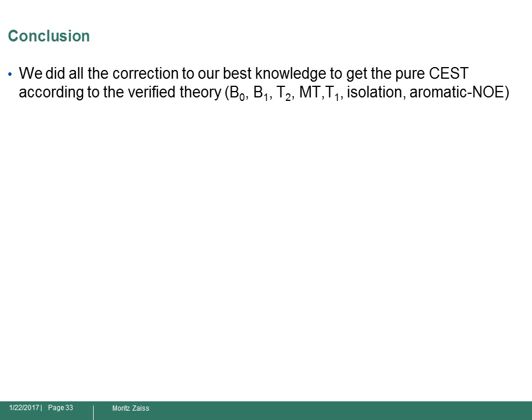So I want to make a short conclusion. What we did is we did all the corrections to our best knowledge to get the pure CEST effect according to the verified theory. We did B0 correction, B1 correction, T2, MT, T1 correction, so all the relaxation is compensated for. We did isolation of the different effects, and we finally did this aromatic NOE or downfield-NOE suppression.